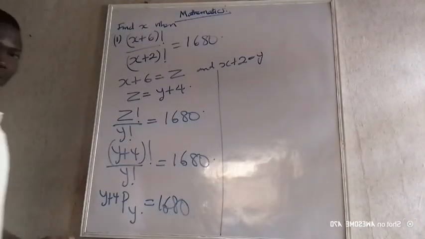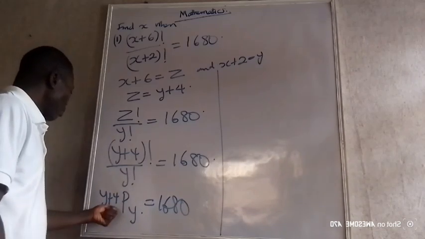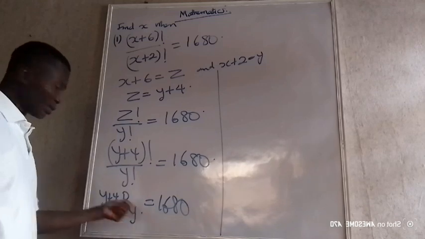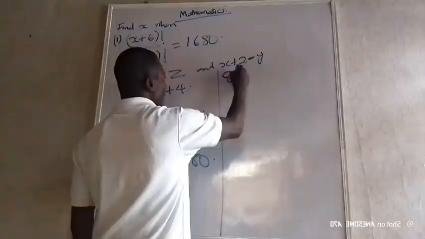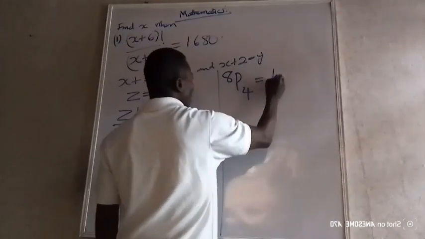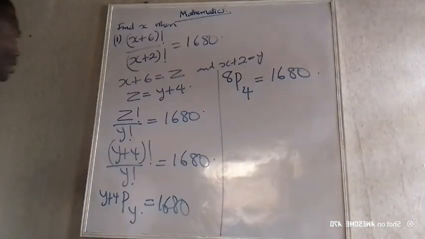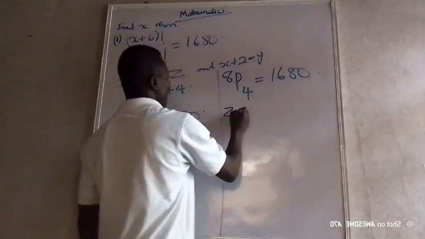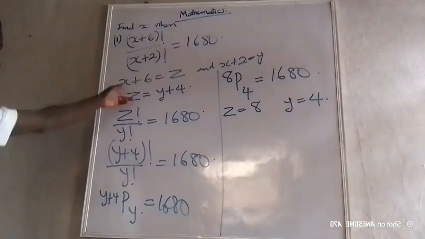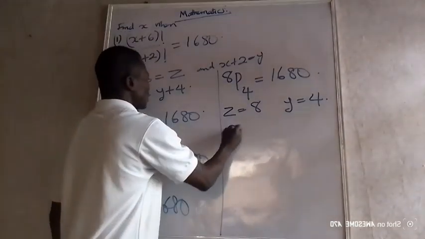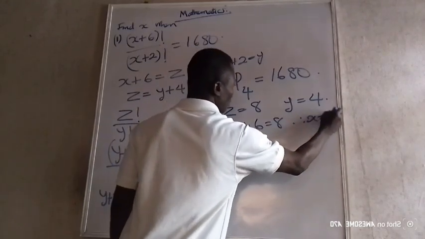On checking using my calculator, I realized that because 4 is the difference between this one and this one, after using different numbers, 8P4 is equal to 1680. Therefore, z is equal to 8 and y is equal to 4. So you can see that x plus 6 is equal to 8. Therefore, x is equal to 2.